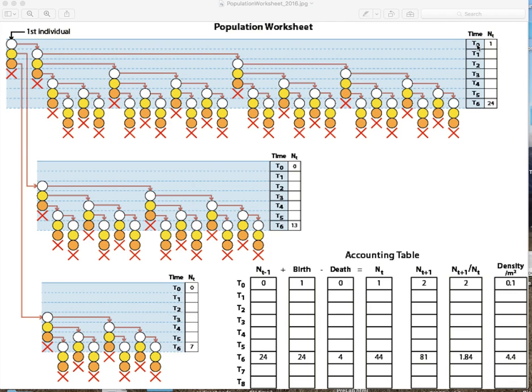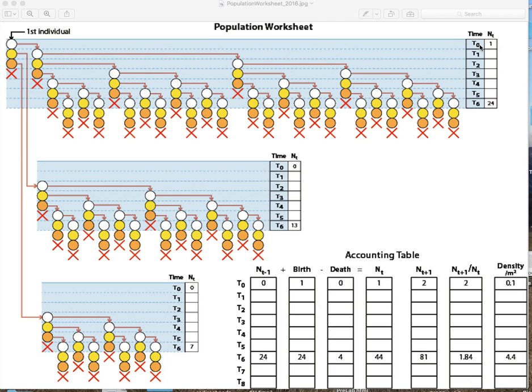Over here on the right hand side of the grid, we have 2 designations. We have one that says time: T0, T1, T2, T3, and so on. Then this thing called N sub T here. N refers to population size, and the T refers to the population size at a particular time period. We're generally going to start out with T0, which is our starting time period.